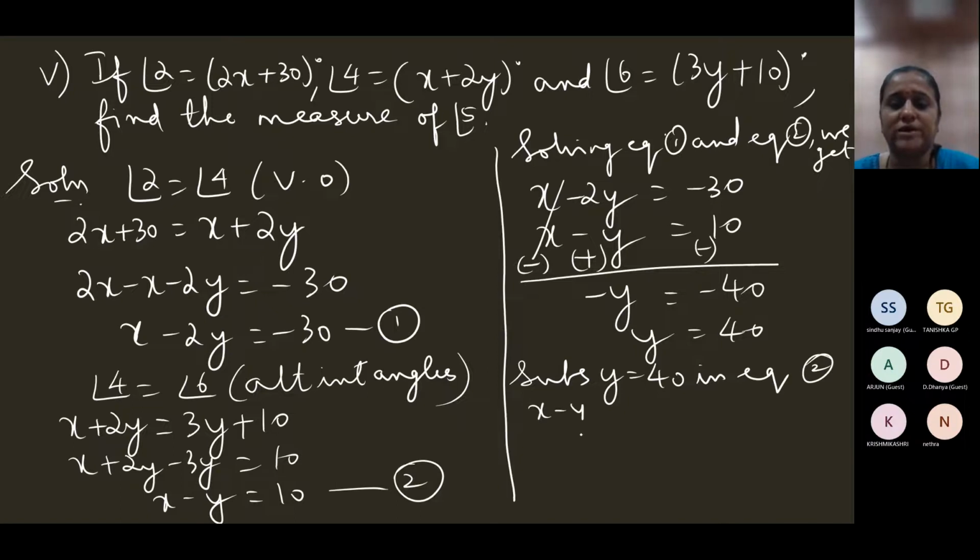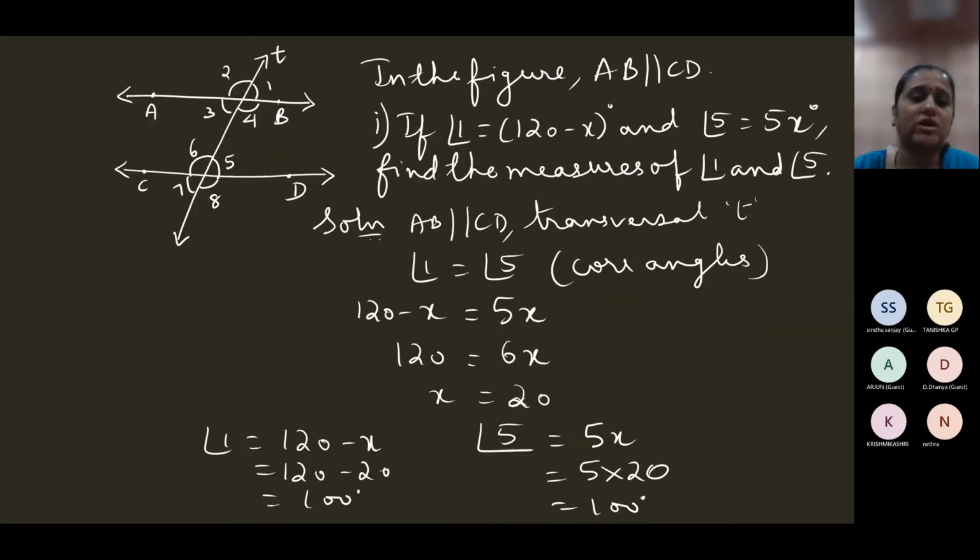Okay, so x minus y is equal to 10. x minus 40 is equal to 10. x is equal to 50. Now the question is to find the measure of angle 5. What will be the measure of angle 5? So you should again bring some relation.